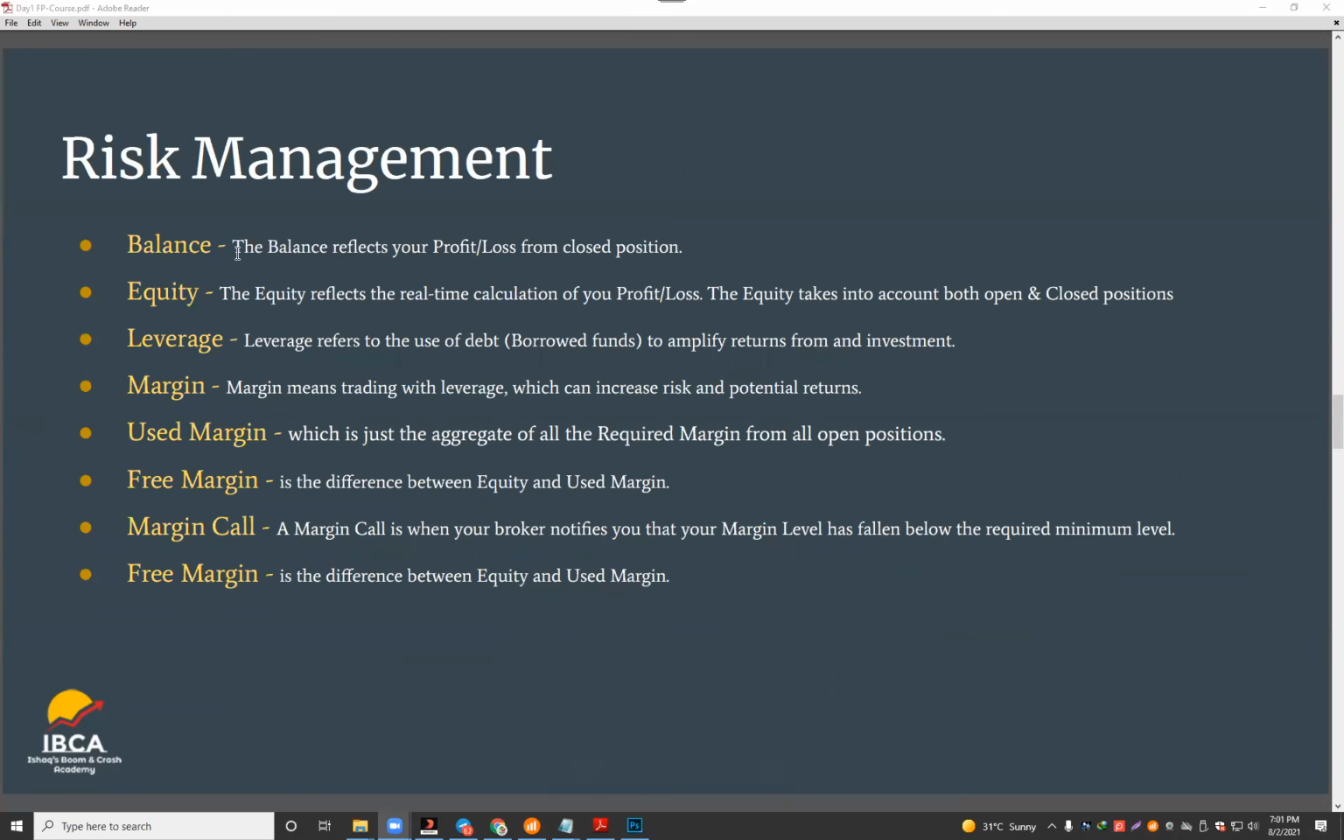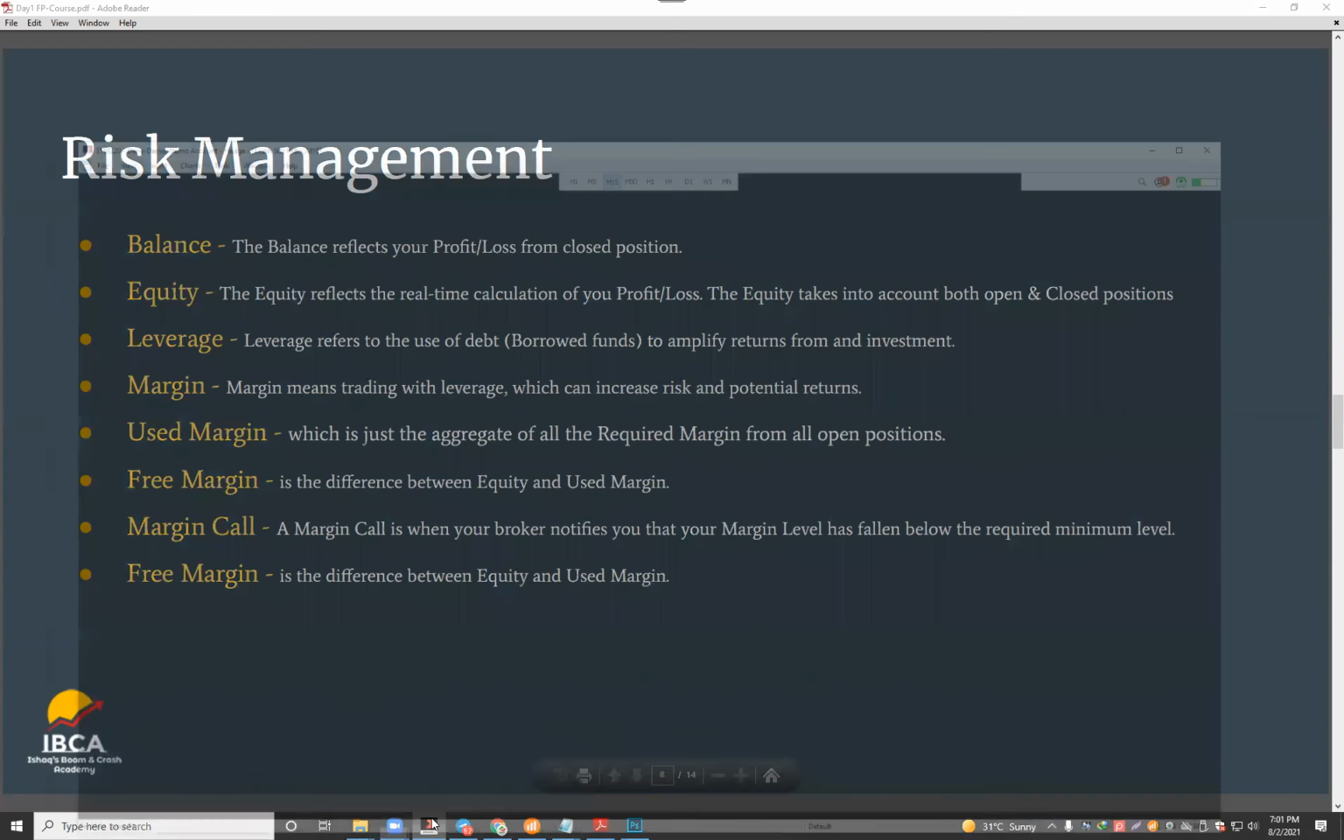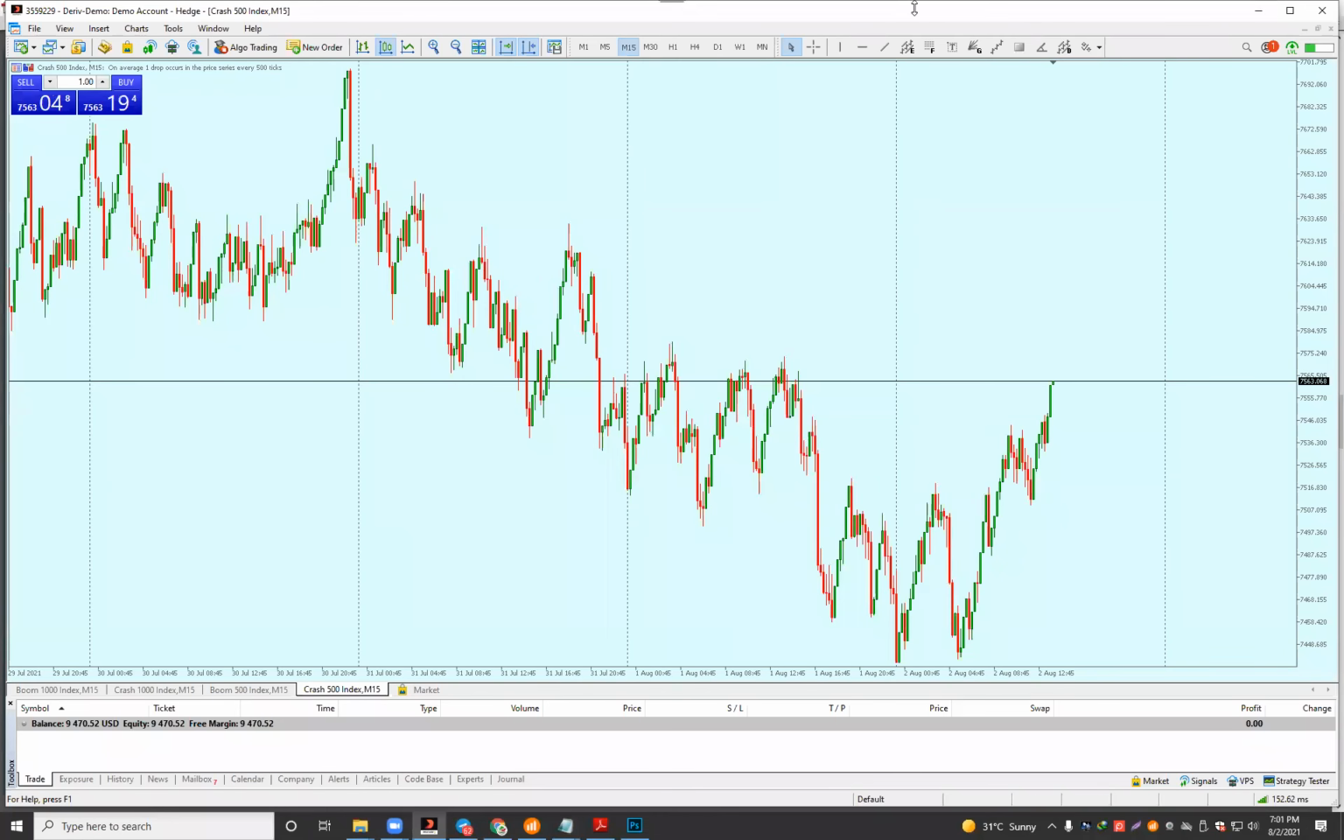So this is a balance, right? Balance is what? Your investment. Here, this is a demo account, right? On the demo account, how much is the balance? 9,470. Do you see any trade opened here? No. When all the trades are closed, when there is no trade, this amount is showing what? It is your balance.